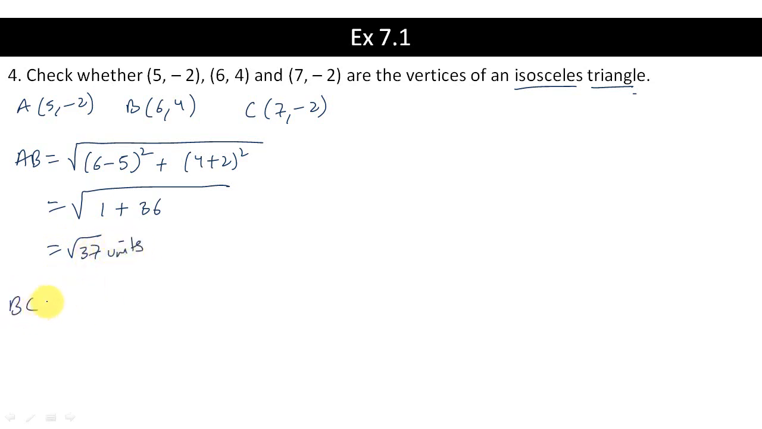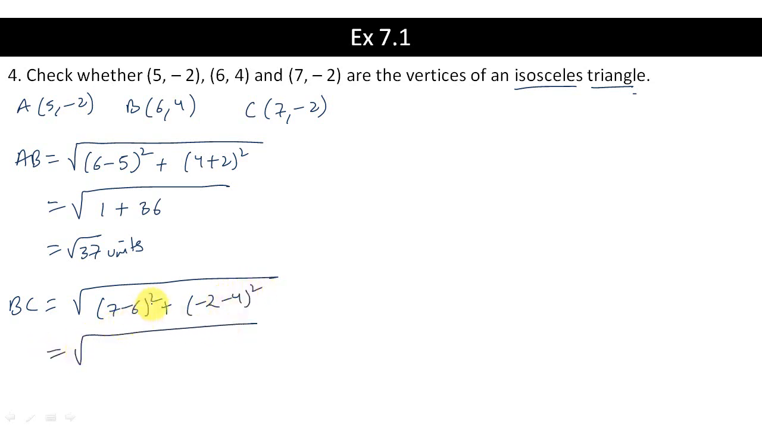We'll find the distance BC now. BC is under root of (x2 minus x1) square plus (y2 minus y1) square. So this will be 7 minus 6 is 1, 1 square is 1, plus (-2 minus 4) is -6, square is 36. So this is again under root of 37. Although we can see distance AB is equal to distance BC, that does not mean it is an isosceles triangle. It can be an equilateral triangle, or the points can be collinear. So we have to check for the third distance.